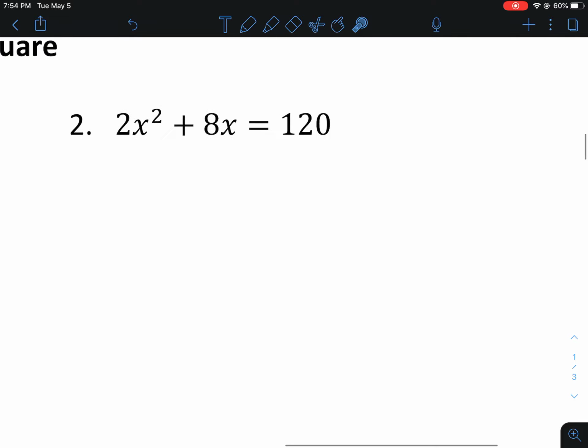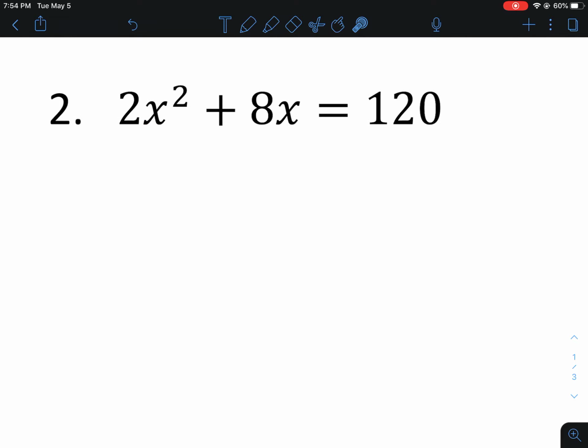Let's look at this one. So we have ax squared plus bx plus c. We have the constant moved over. So all that's left is to get this coefficient equal to 1. So we divide both sides by 2. Get x squared plus 4x equals 60.